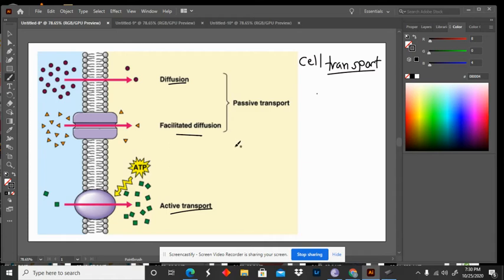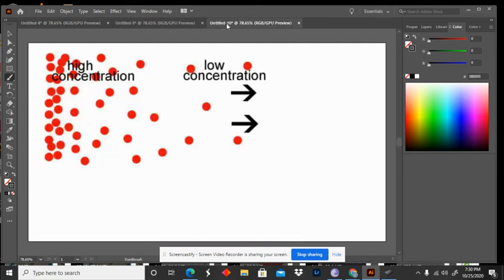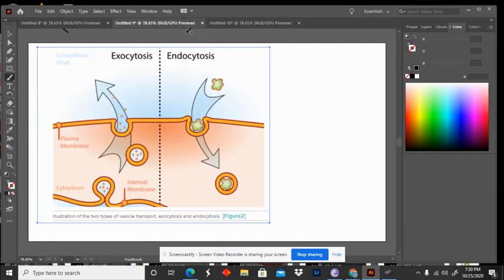So the 5 that you are responsible to understand are diffusion, facilitated diffusion, active transport, and exocytosis and endocytosis. So I'm going to go over those in this presentation. Before we understand the 5 ways of transport, we have to understand the scientific concept of diffusion. So I'm going to go over that right now.